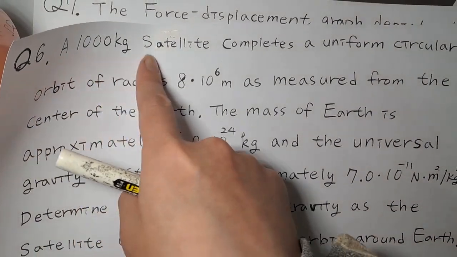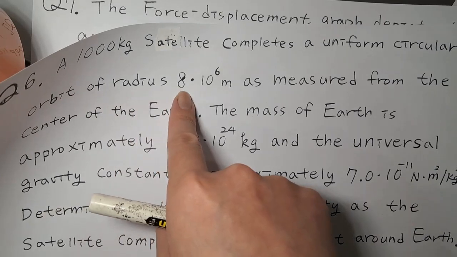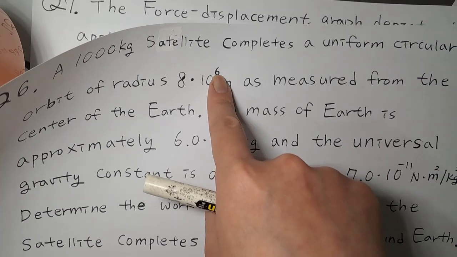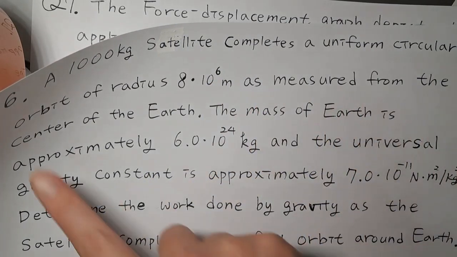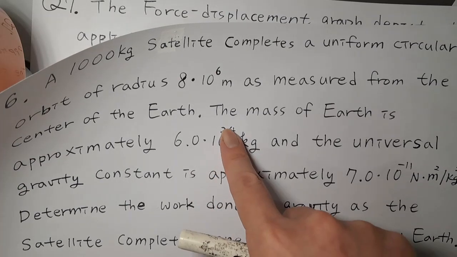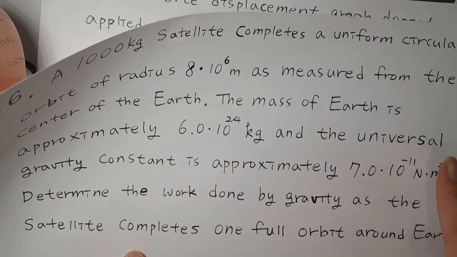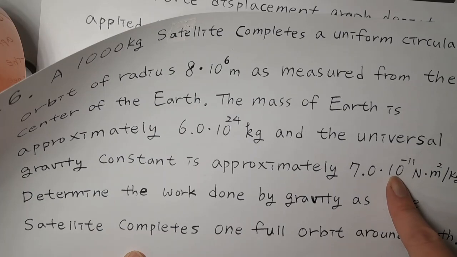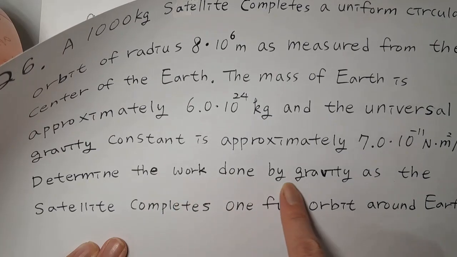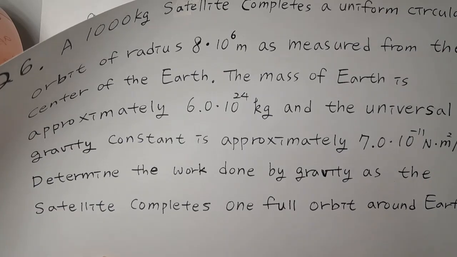A 1,000 kilogram satellite completes a uniform circular orbit of radius 8 times 10 to the 6 meters as measured from the center of the Earth. The mass of Earth is approximately 6 times 10 to the 24 kilograms, and the universal gravity constant is approximately 7 times 10 to the minus 11. Determine the work done by gravity as the satellite completes one full orbit around Earth.